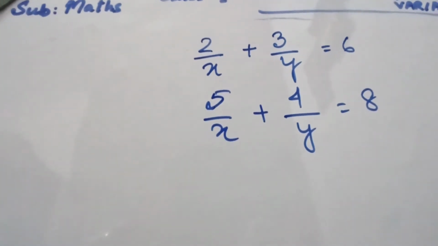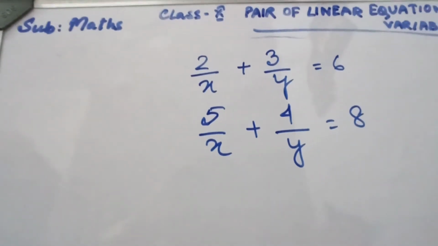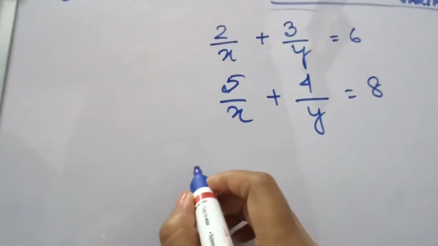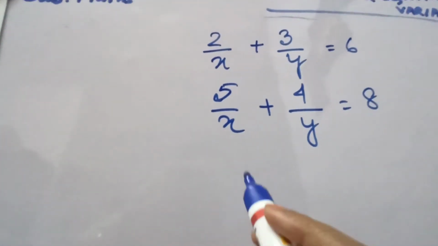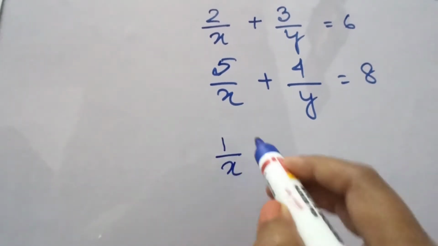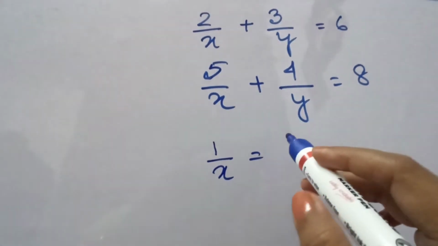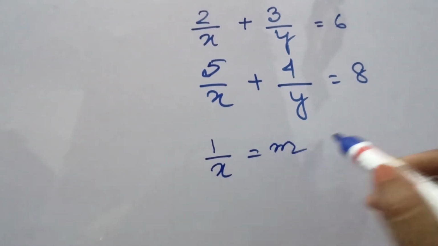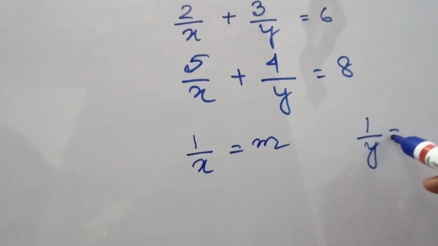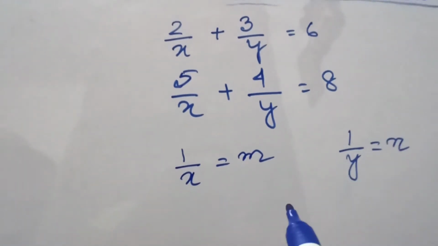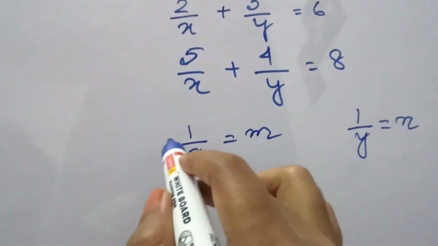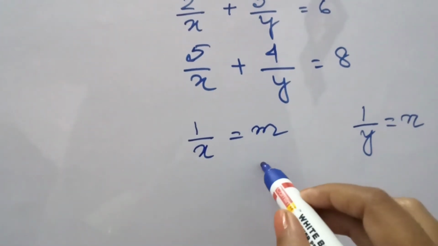What we will do when the variables are in the denominator part: if both the equations have the same variable in the denominator part, we will equalize that part with another variable, say m. You can do it with any other variable. For me, I am just doing m and n. So if I substitute this into the equations, what do I get?